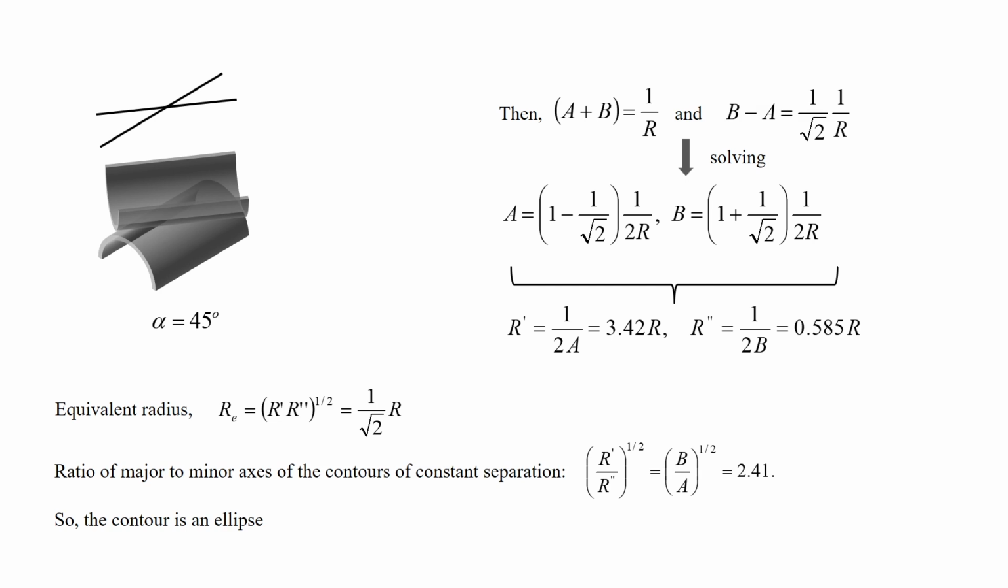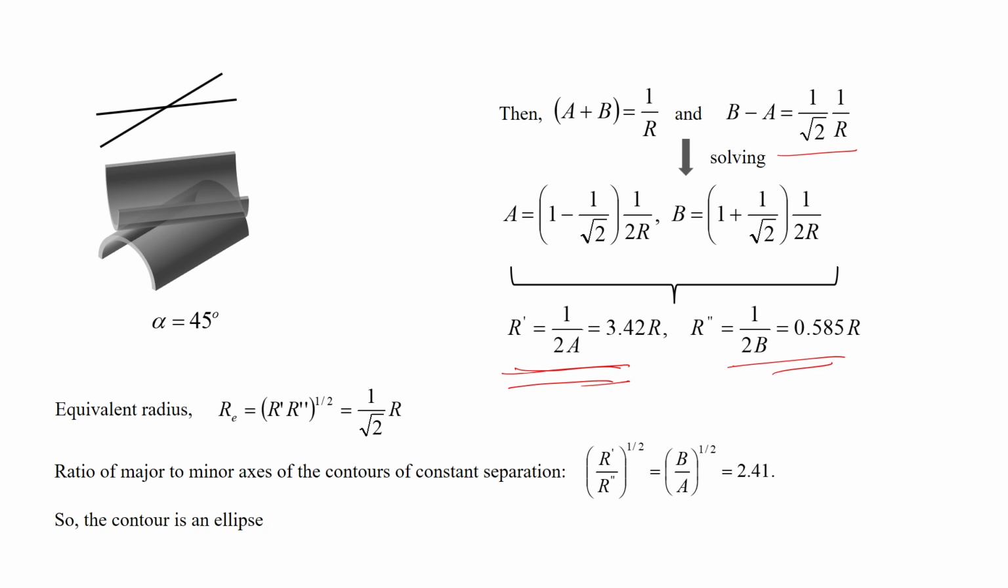And so we can write a plus b is equal to 1 by r, and b minus a is equal to 1 by square root 2 into 1 by r. From there we can get r dash and r double dash, because we know that a is equal to 1 by 2 r dash and b is equal to 1 by 2 r double dash, and so from there we can get r dash and r double dash. We can use a calculator and get it to be 3.42 r here and 0.585 r here.